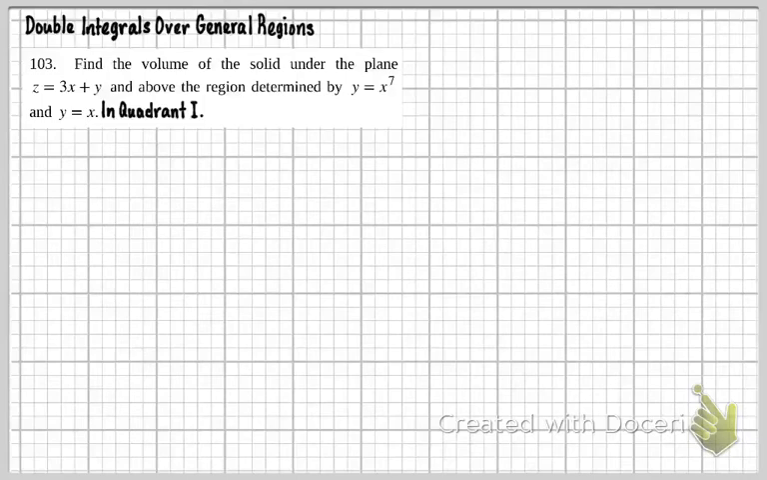Let's take a look at problem 103 here. It says find the volume of the solid under the plane z equals 3x plus y and above the region determined by y equals x to the 7th and y equals x in quadrant 1.